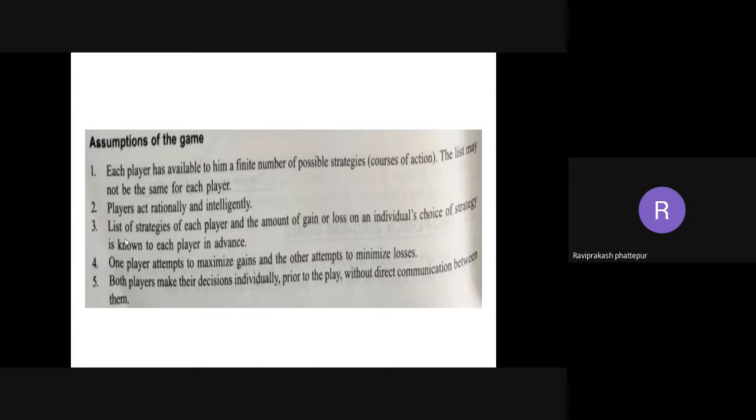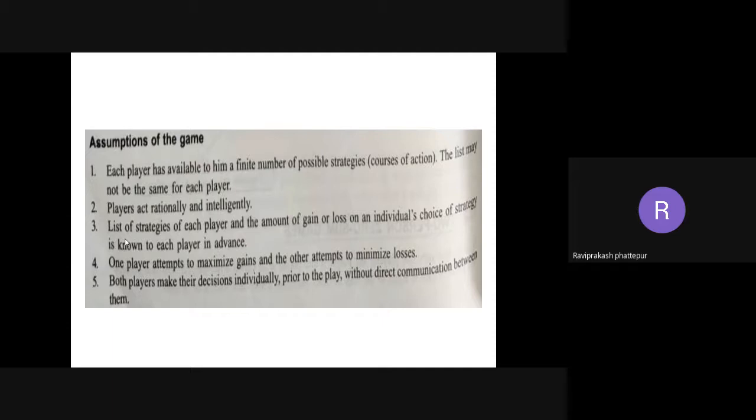So one player attempts to maximize the gains and the other player attempts to minimize the losses. I just told you, right? If you are A and you want to gain the maximum, and you are player B, and you are incurring losses, you try to minimize the losses as much as possible. That is what they are doing here. Then both players make their decisions individually prior to the play, without direct communication between them, that means without talking to each other.